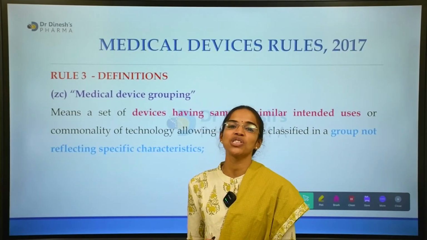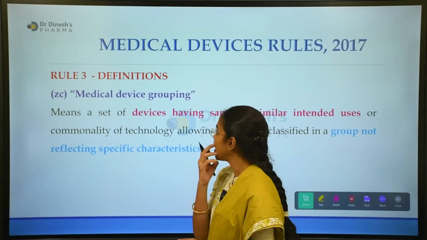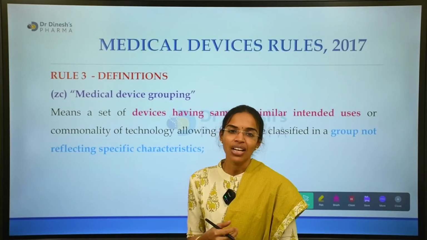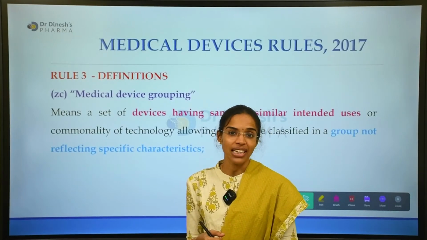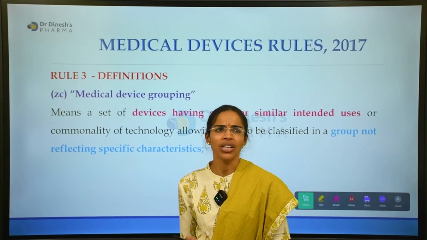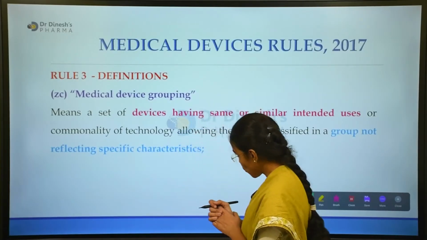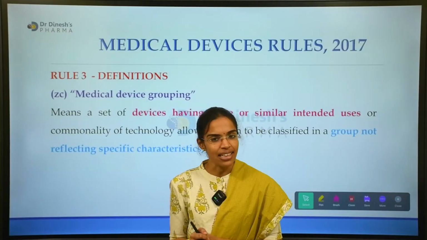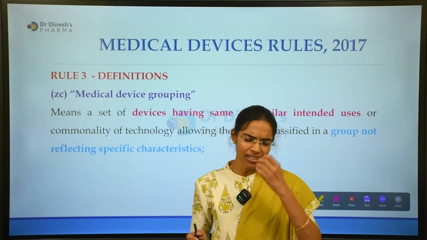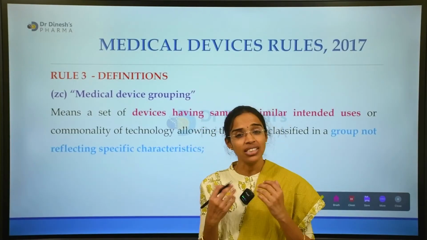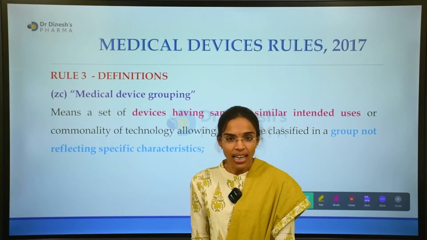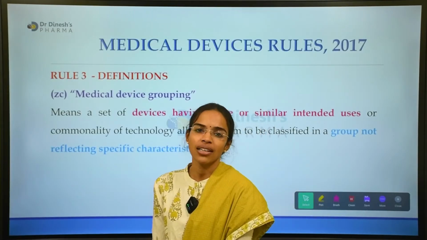The medical device grouping. Again, a very important element. So what is medical device grouping? 3ZC is medical device grouping. What is the grouping of medical devices? Does it necessarily mean medical device grouping?